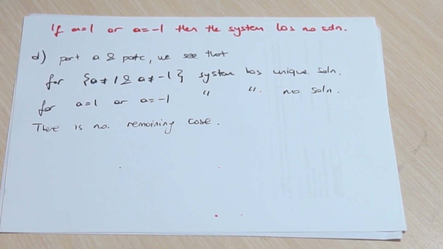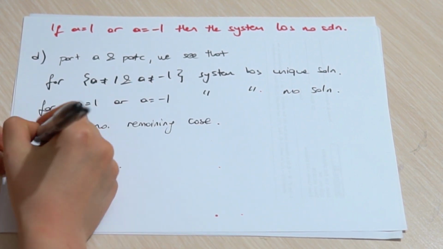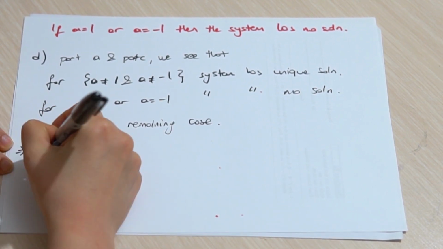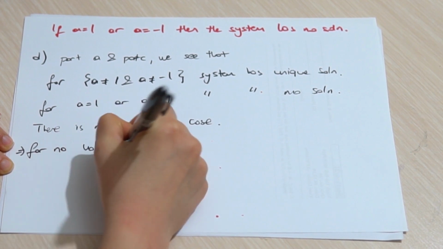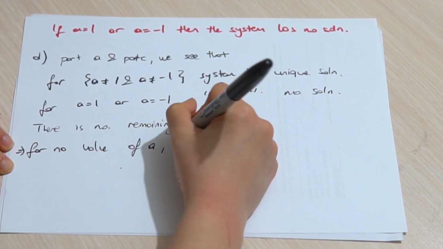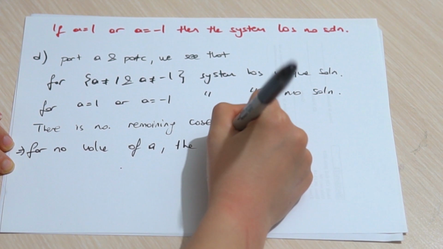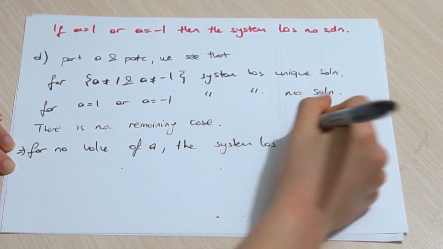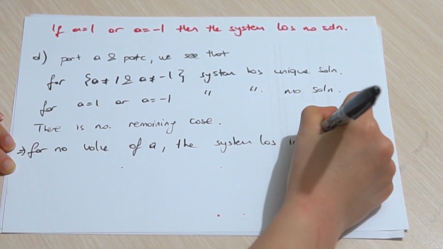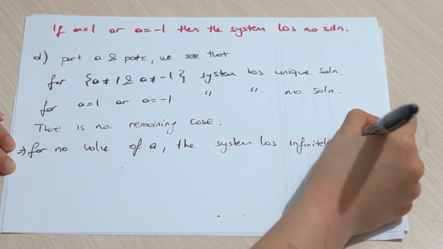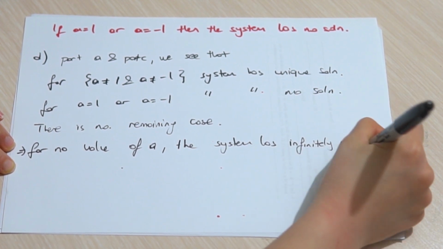So for no value of a does the system have infinitely many solutions.